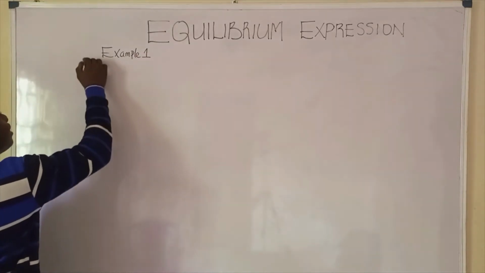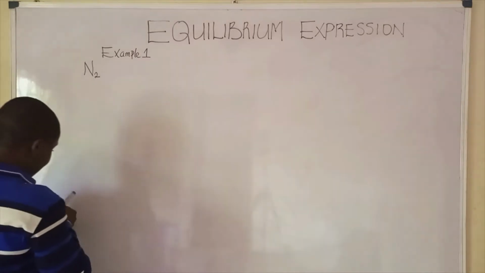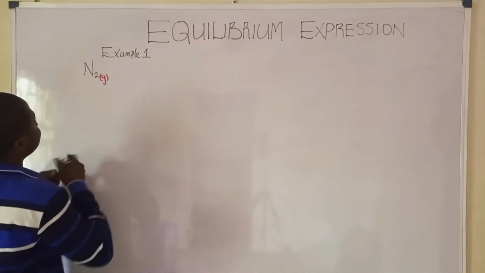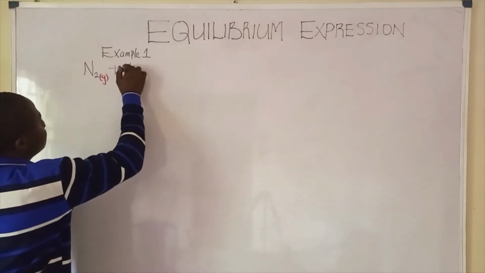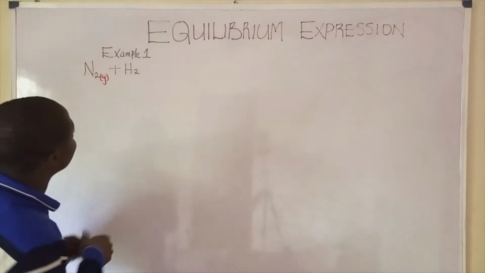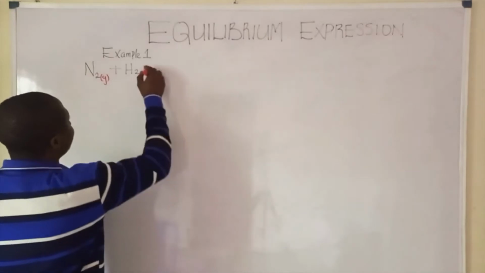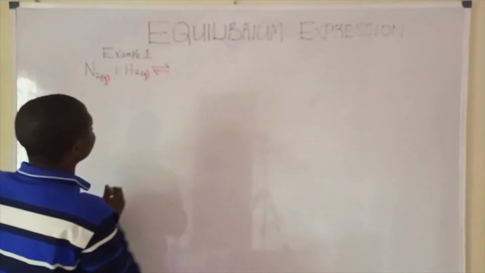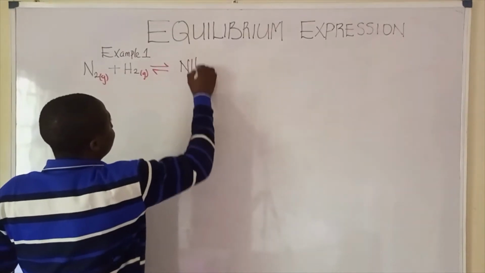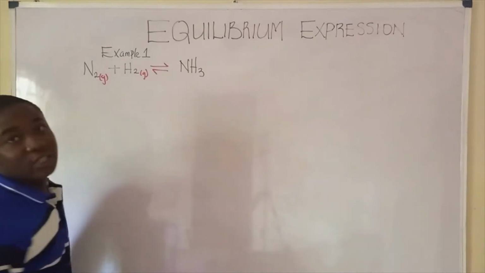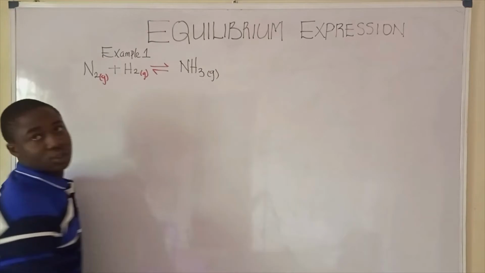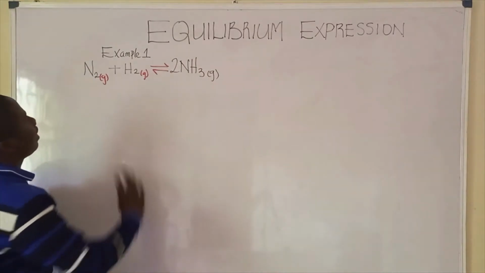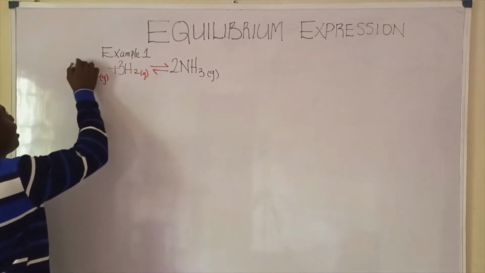First, let's say nitrogen gas reacts with hydrogen gas, so we get a product which is ammonia, NH3. Now we need to balance the reaction, and ammonia is in the gaseous state. So here basically should be 2 moles, and here should be 3 moles, and here should be 1 mole.